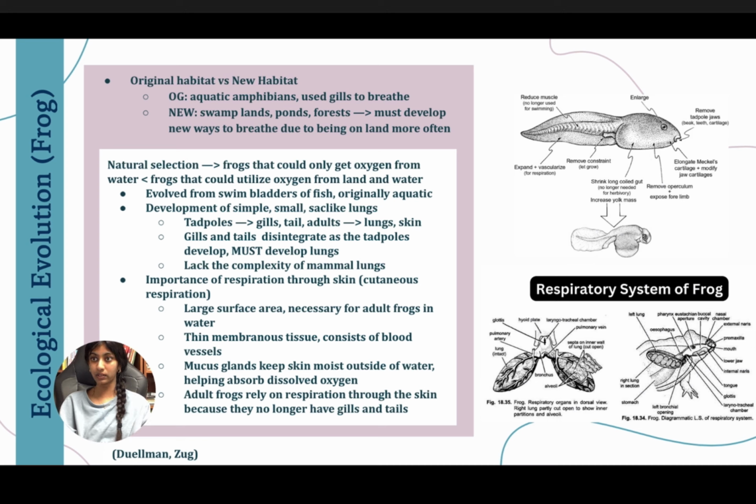However, now that their environments changed to swamplands, ponds, and forests, they had to develop a new way to breathe due to being on land more often. So, due to natural selection, frogs that could get oxygen from both the water and the land survived, while the frogs that could only get oxygen from the water died out. They ended up developing small, simple, sac-like lungs to help them breathe, which is important to frogs in their adult stages because when they turn into adults, their gills and their tails disintegrate.